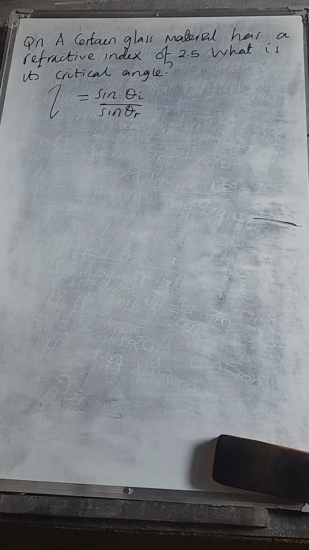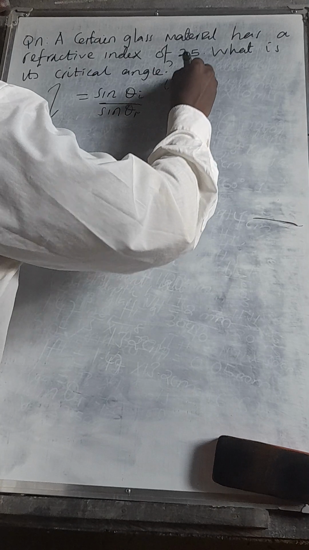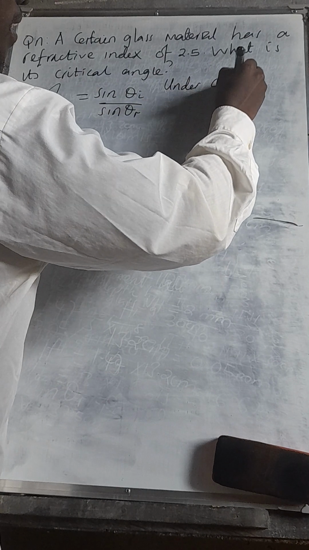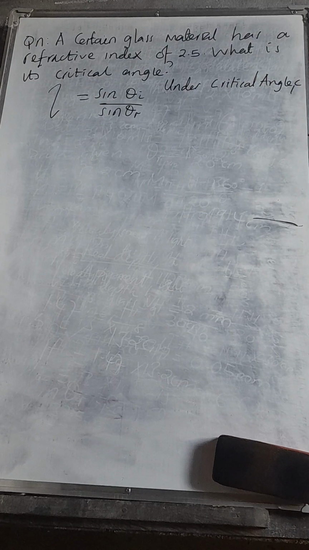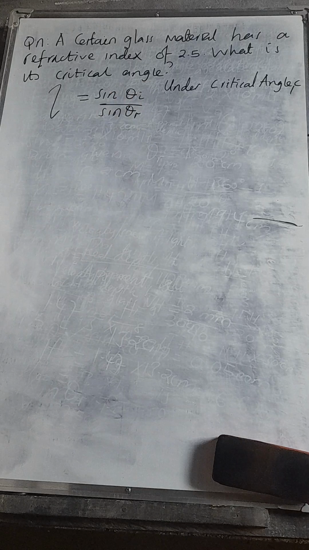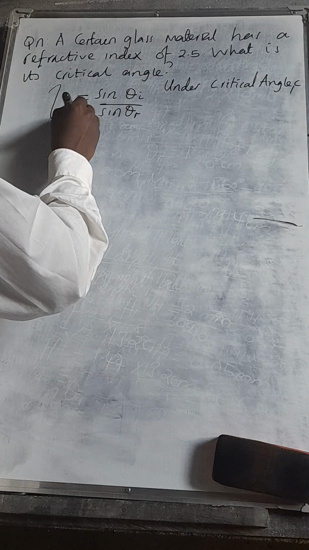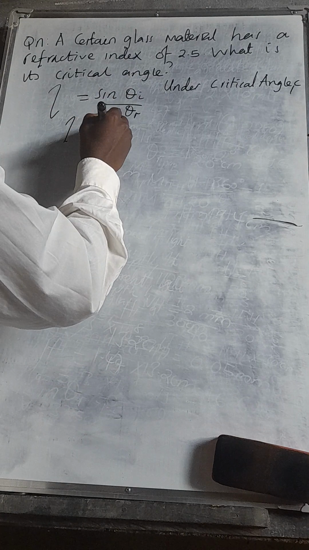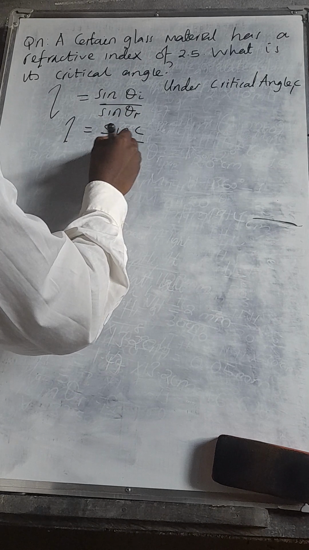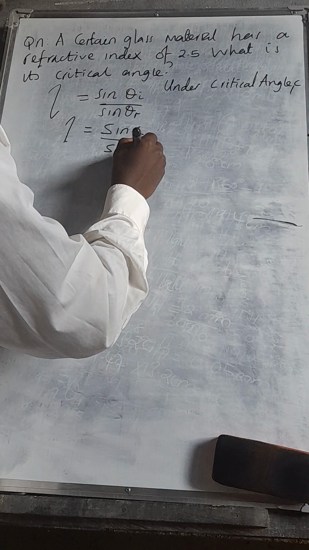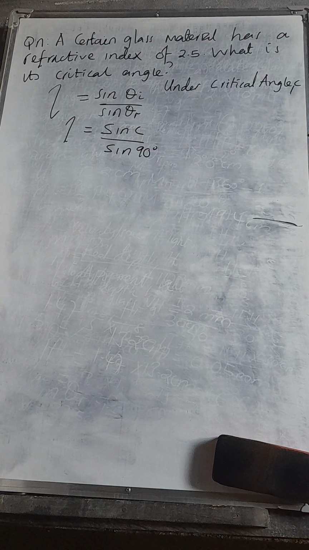Sasa tunaposema concept of critical angle, denoted by C. Hii ni angle ya incidence wakati angle of refraction is equal to 90 degree. Kwa hiyo if you have now the formula will change under critical angle, now this will be sine of critical angle over sine of angle of refraction, which is 90 degree. That is very important to note.